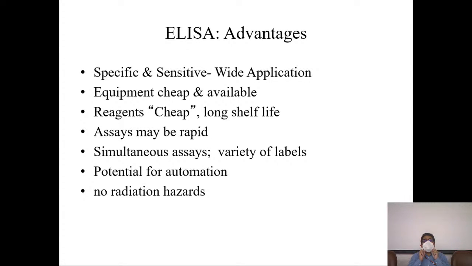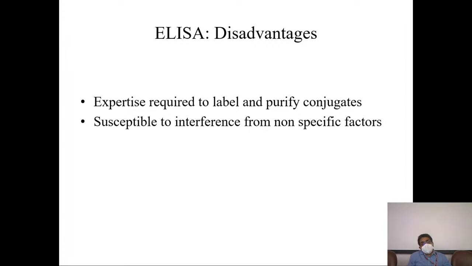You will always be asked what the advantages or disadvantages of ELISA are, because it is the most commonly used test. It is specific and sensitive, with wide application. Equipment is cheap and available. Reagents are cheap, with long shelf life. Assay may be rapid, and simultaneous assays can be done. It has potential for automation. No radiation hazard is there, which is there in the radioimmunoassay.